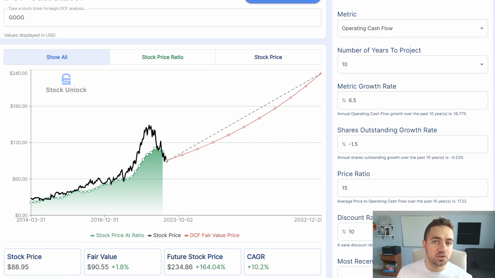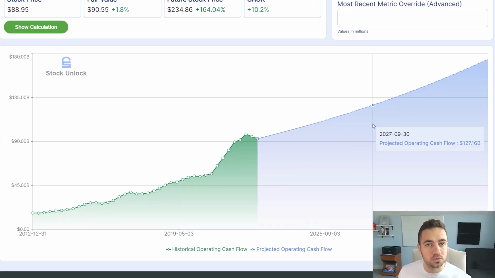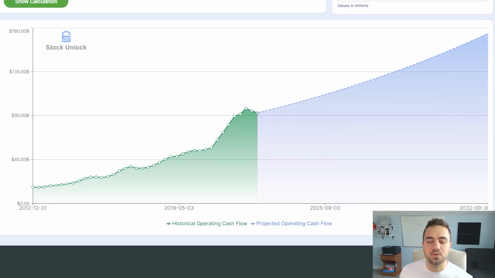And if all of these metrics are hit, then Google will give us a compounded annual growth rate of 10.2% in the future. And again, the stock's fair value is at $91. Now, when we scroll down, we can see the actual growth to the metric that we inputted, which is the operating cash flow. And at a 6.5% annual growth rate to Google's operating cash flow, it means that by 2032, the company will be producing about $174 billion in operating cash flow.